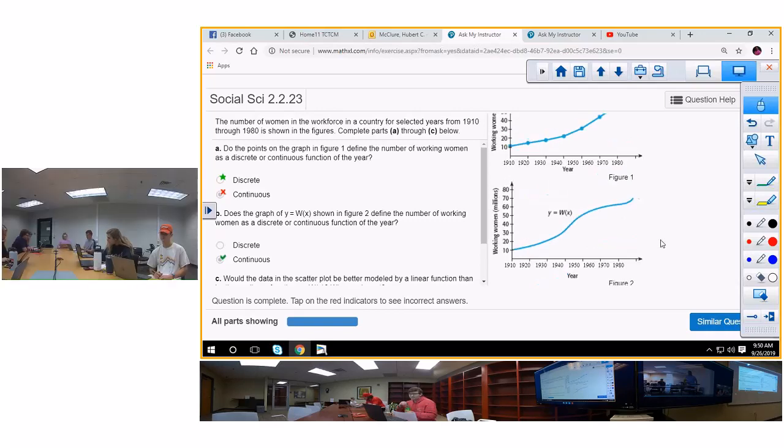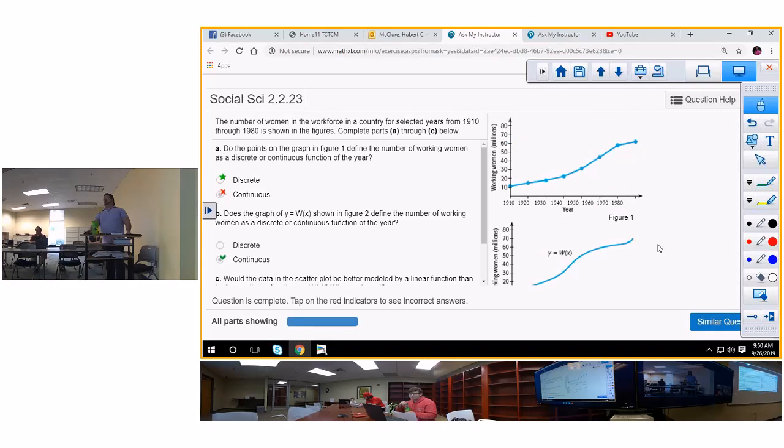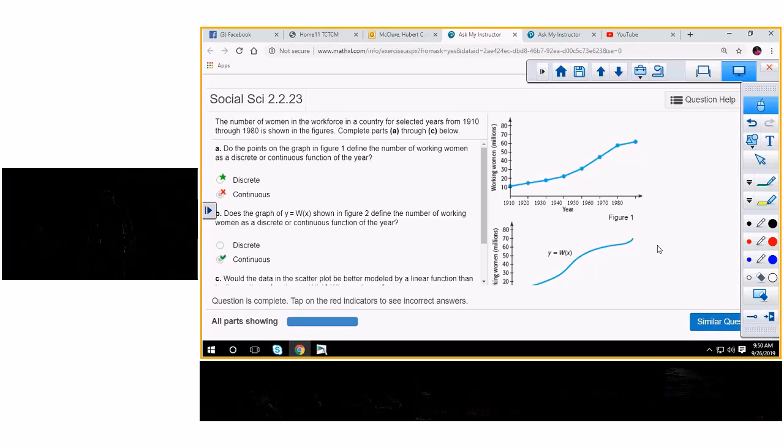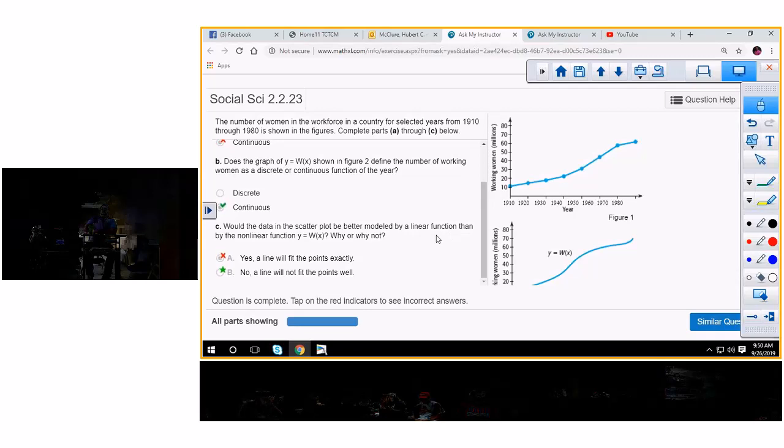Now, what is the difference between the two? One is broken up, the other is not. A continuous line does not have points on it. That's it. I don't know where this question came from, but it came from 2.2. Let's see what the bottom says.